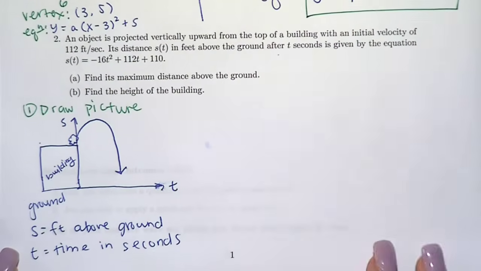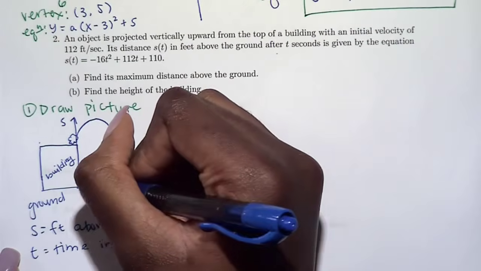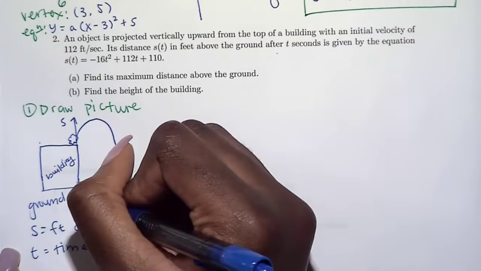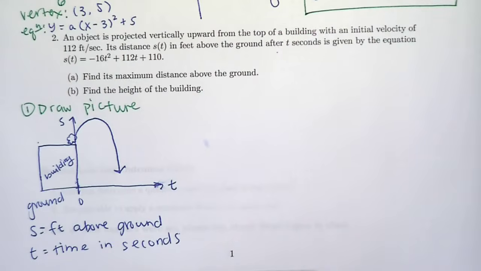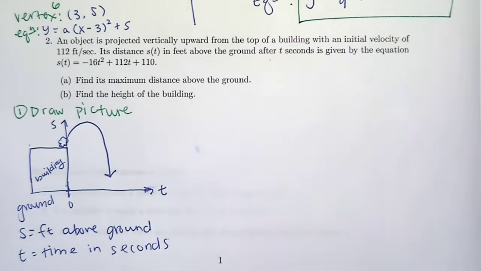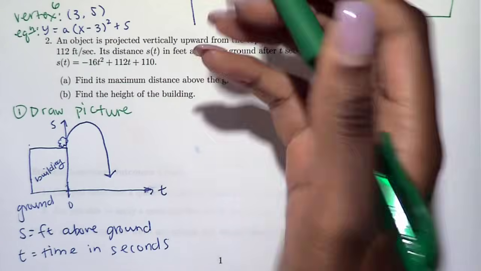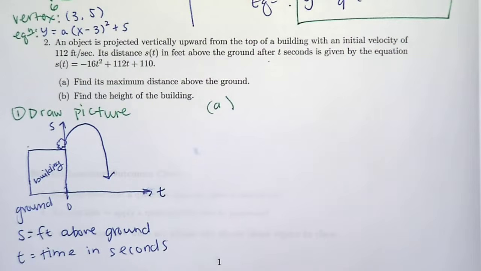So we always want to start at time equals 0, so this is our 0, and then move forward in time. Okay, so this is our picture. Hopefully this can help us answer the question. We already have an equation, so hopefully that will work and help us as well. Let's start with part A of this question. It says, find its maximum distance above the ground.